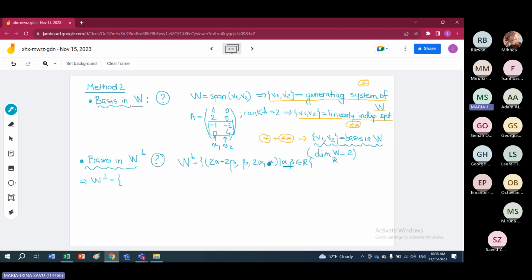The first depends only on alpha, which is 2 alpha, 0, 2 alpha and alpha. And the second one depends only on beta. So you have -2 beta, beta, 0 and 0. So this W perpendicular is actually the space which looks in between.